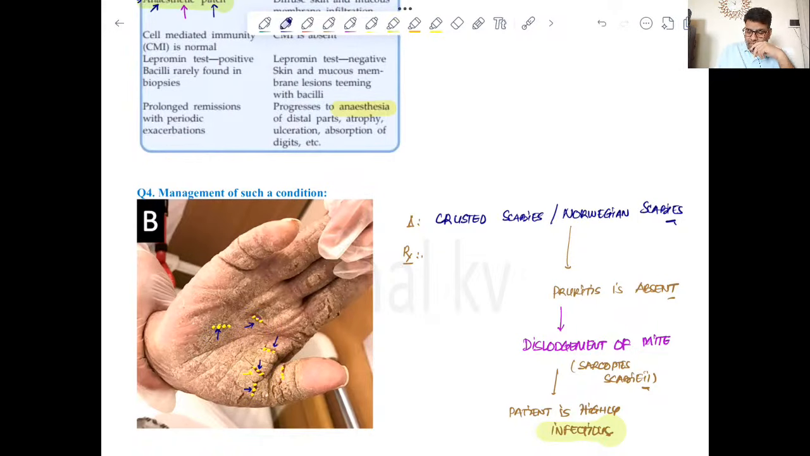Yes, we need to give 5% permethrin, but we need to add oral ivermectin as well. Clear? So it is a combination therapy here for crusted scabies or Norwegian scabies. Shanwaz bhai, if it had been a simple scabies case, definitely we will go for 5% permethrin or BHC topical lotions. But for crusted, please add oral ivermectin as well, right? So this is crusted scabies.